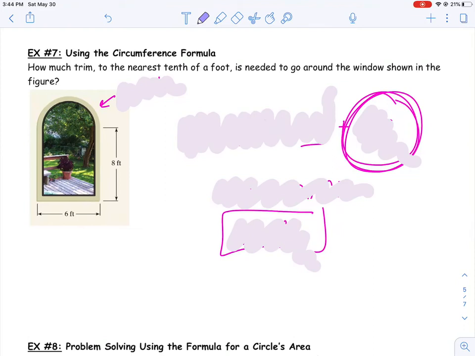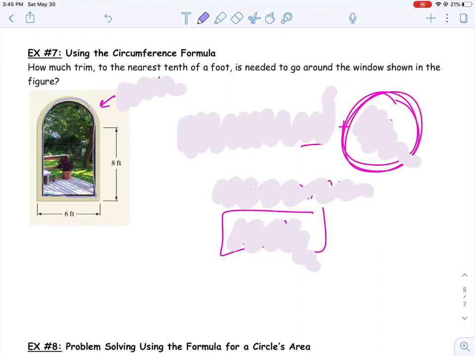All right, look at example number 7. It says how much trim, to the nearest tenth of a foot, is needed to go around the window shown in the figure. That means I want to take trim and go around the bottom, around the side, and then around the top. So I'm not looking to fill in the window. I'm not looking for area. I'm really looking for circumference or perimeter.